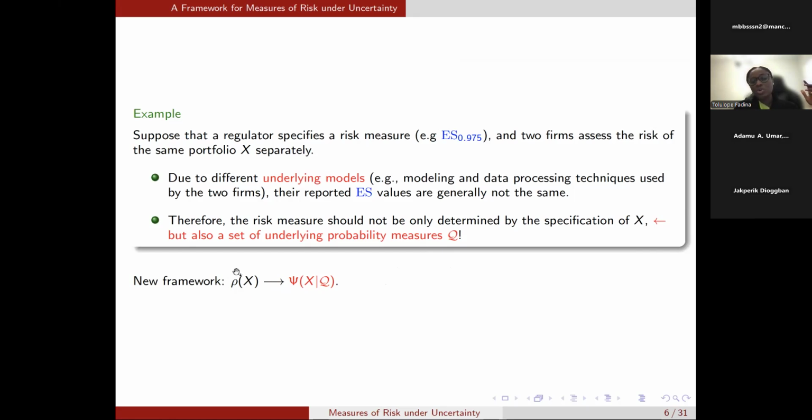So this is what we know in the literature, and this is what we want to do. This is my risk measure, which I call the generalized risk measure. It's defined on X, which is my loss, and then given this set of probability measures. But in practice, P is always assumed to be fixed. We just assume that we know P, which is not the case.